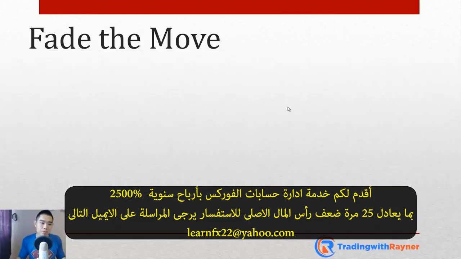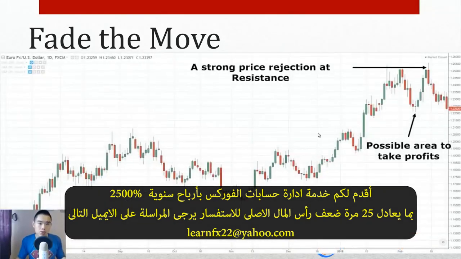It's what I call fade the move. This is actually a counter trend trade. Because when the market is trending, and if it has traveled quite a distance towards the swing high, towards resistance, there is opportunity for you to take a counter trend trade. But I'll share with you a little on how to manage this type of trade, because if you're not careful, the price can reverse quickly against you.